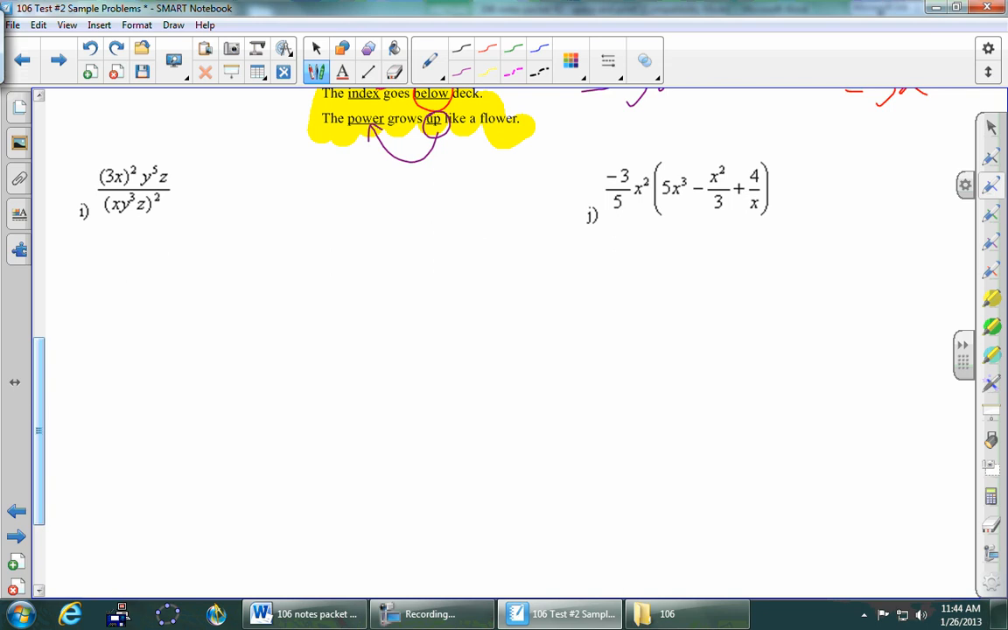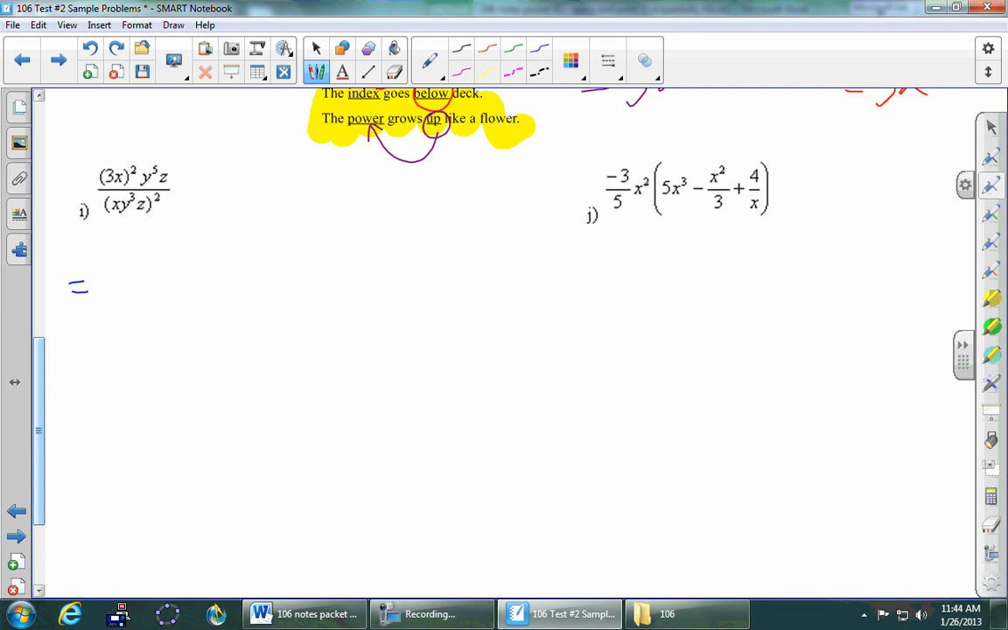Part I, (3x) squared, y to the 5th, z, all divided by (x, y cubed, z) squared. Okay, there's only one right answer and probably a lot of ways to get to wrong answers here. So let's see if we can follow a process and get to the end.